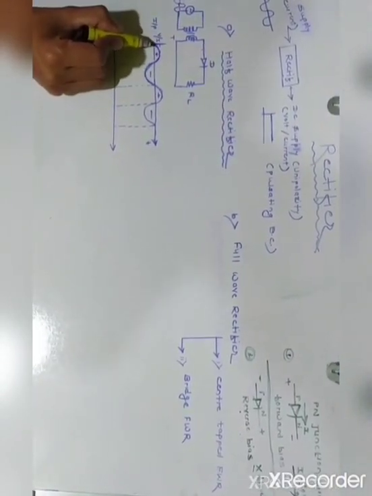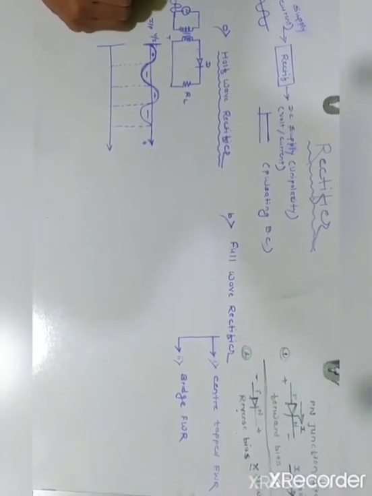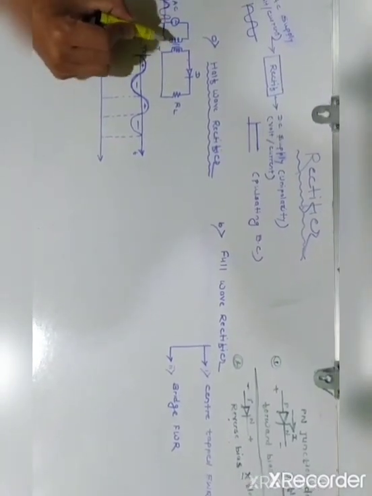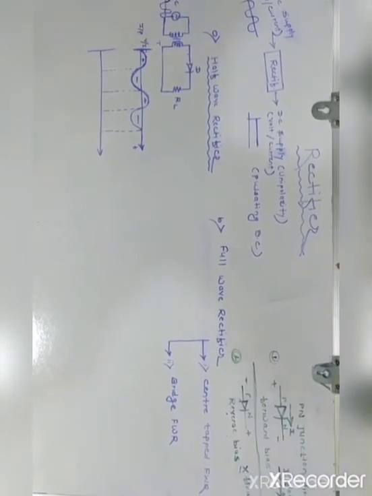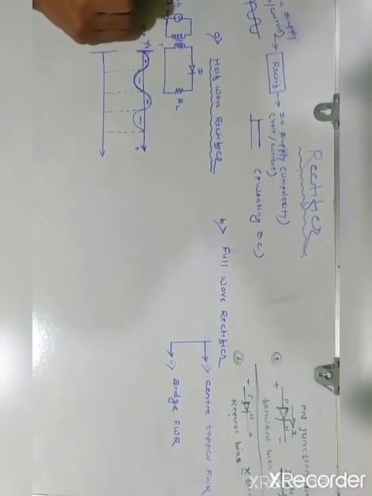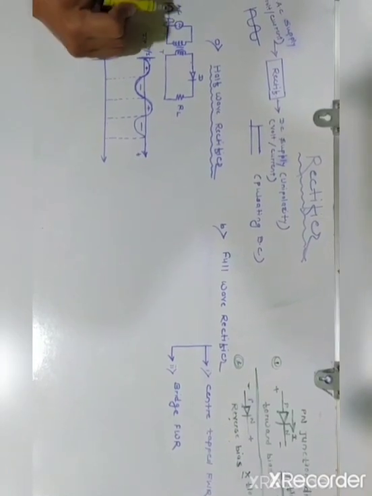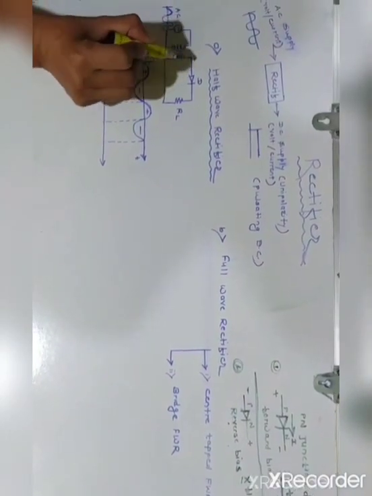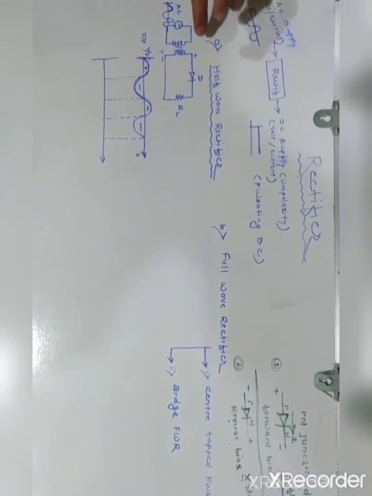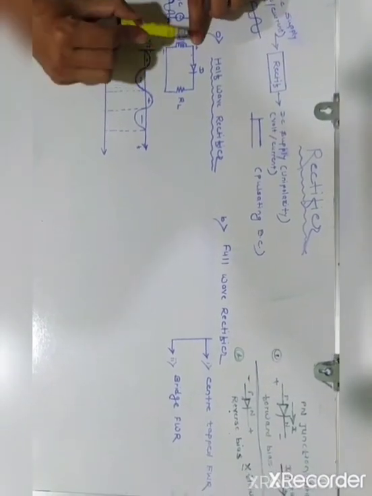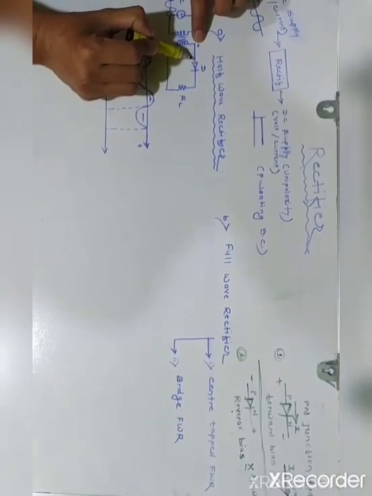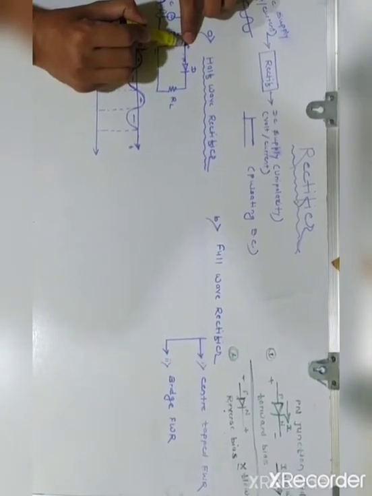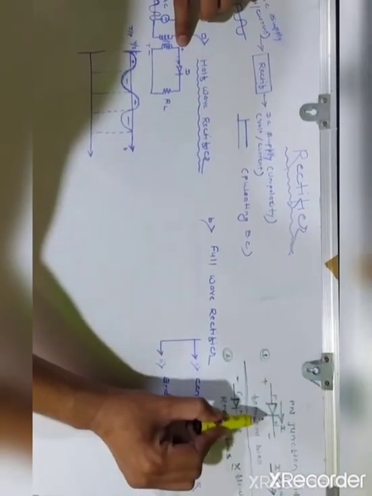Now what happens here? Here is one transformer, with primary side and secondary side. The transformer transfers the energy. During the positive half cycle, this terminal becomes positive and this terminal becomes negative. As this terminal is positive, the P side of the diode is positive, which means the diode is in forward bias condition.